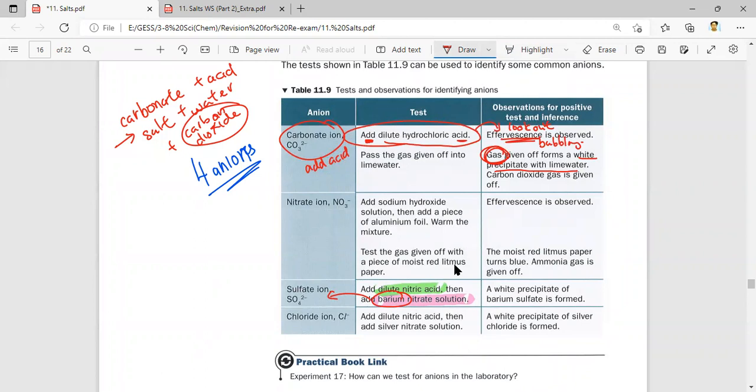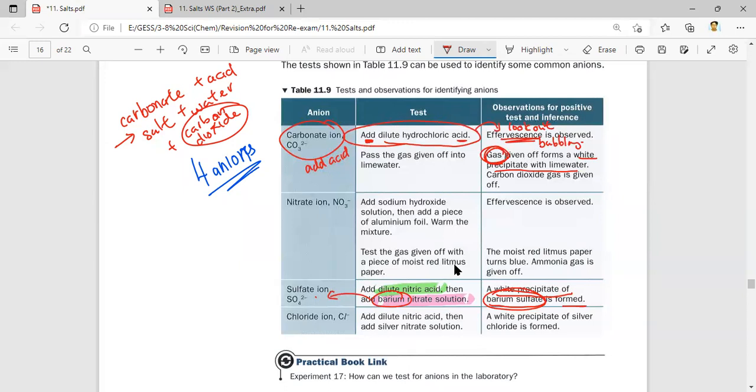How do I know sulfate is present? The white precipitate of barium sulfate is formed. So what I'm going to do, I add barium nitrate to the solution. If I see a white precipitate, that means sulfate is present.